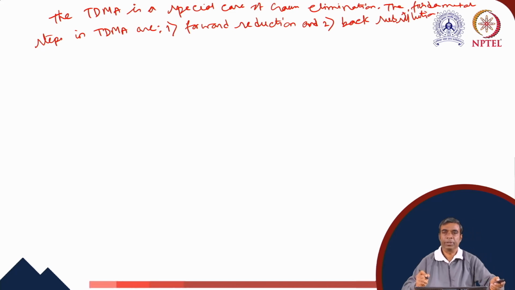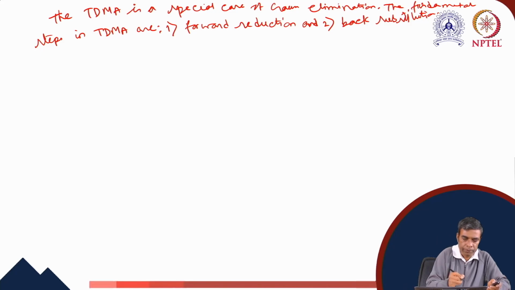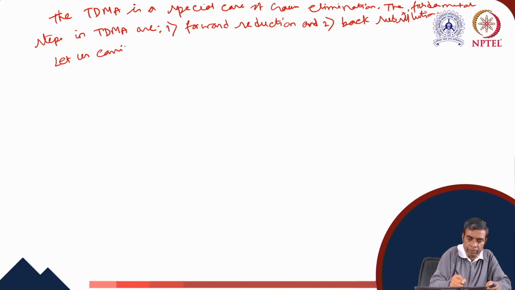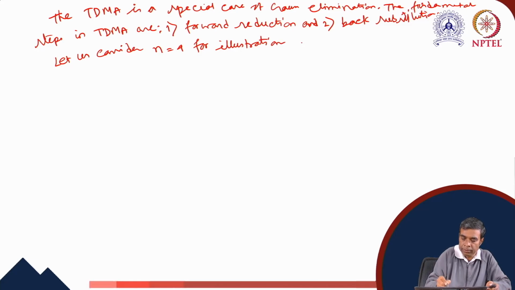Both of these steps are fundamental steps in the Gauss elimination method. Now, to illustrate the algorithm of Thomas algorithm, let us consider n equals to 4 for illustration of the Thomas algorithm.